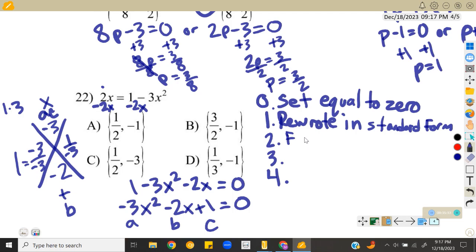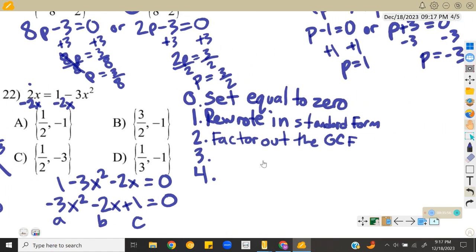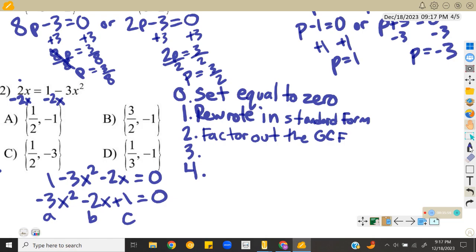Okay, so we rewrote the equation in standard form. I did teach you guys before to factor out the GCF, the greatest common factor. But in this case, there is no greatest common factor. So we factor out the greatest common factor if it's possible. If it's not possible, then obviously don't try to do something that's impossible. Move on. So what I was going to do right there is put that in parentheses: factor out the GCF if possible.